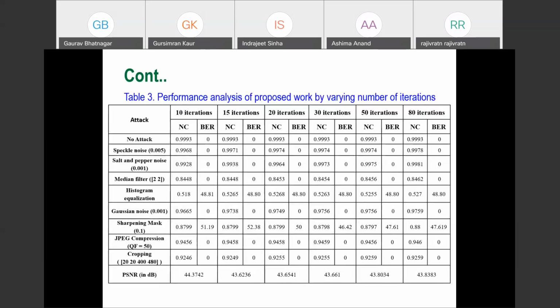We have varied the number of iterations in our optimization technique, which draws us to the conclusion that as we increase the number of iterations, the results start approaching the optimal value. It is not the optimal, but they start approaching the optimal value. With the same conclusion that the histogram equalization is not giving acceptable NC and BER values. For the other attacks, the NC value is acceptable.